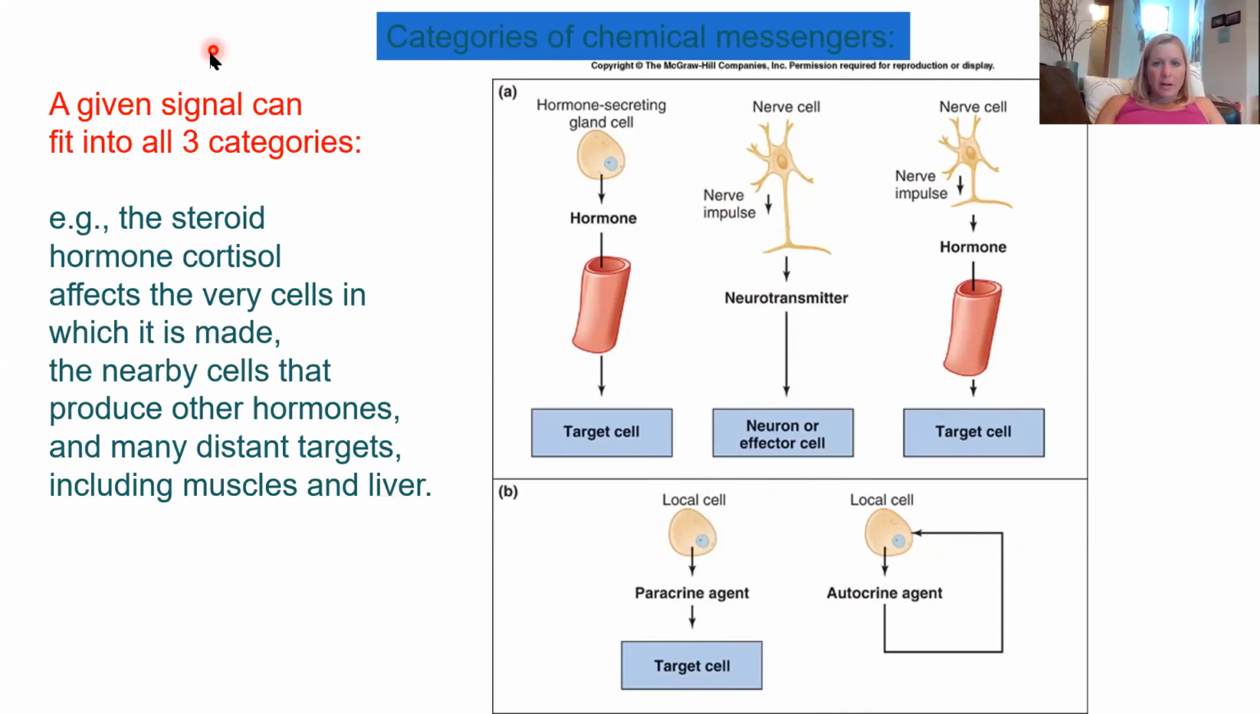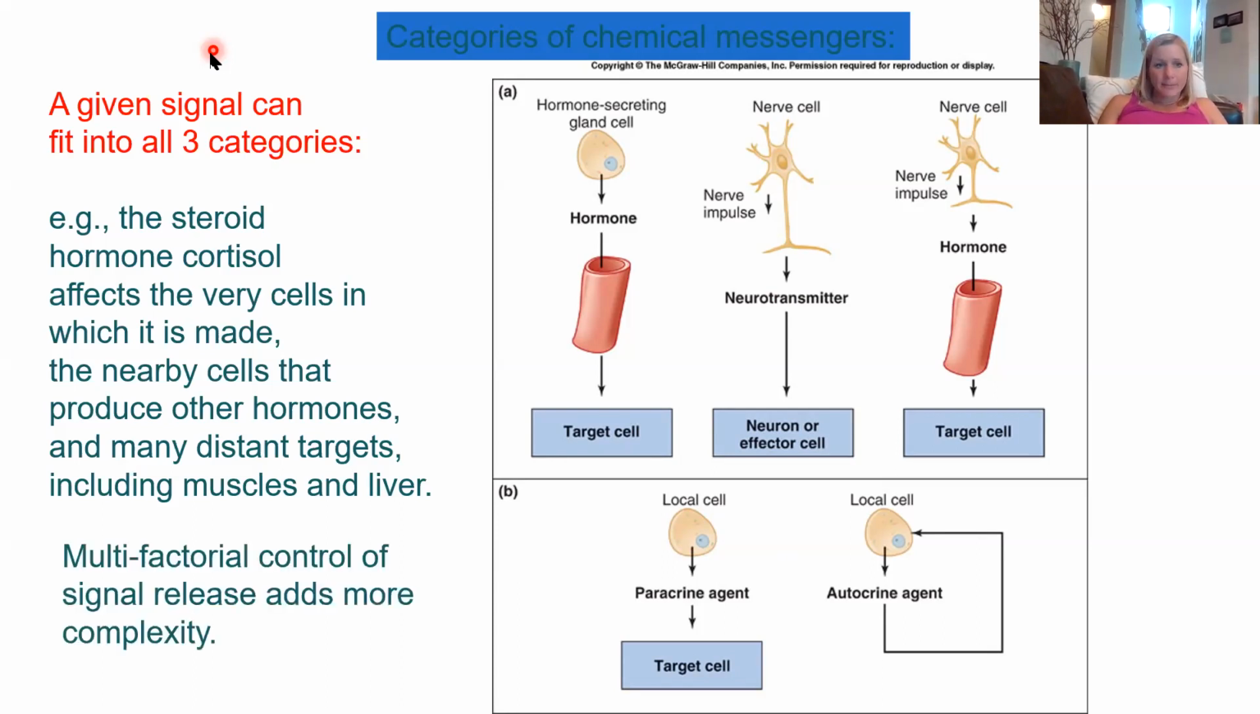Okay. Again, a given signal can fit into all 3 categories as well. So the steroid hormone cortisol, for example, affects the cells that make it. It also affects cells nearby, and then it can also be carried in the bloodstream and affect distant target tissue as well, such as muscles and the liver. So again, this tells us that cortisol is doing important work, and that these signals are pretty darn complex, actually.